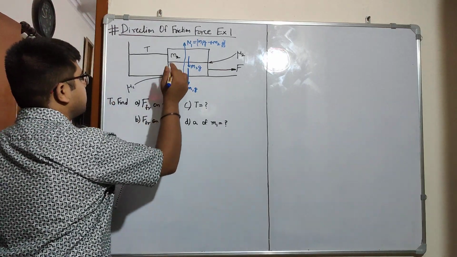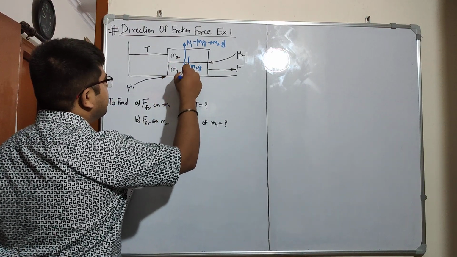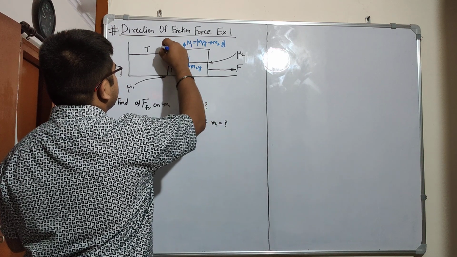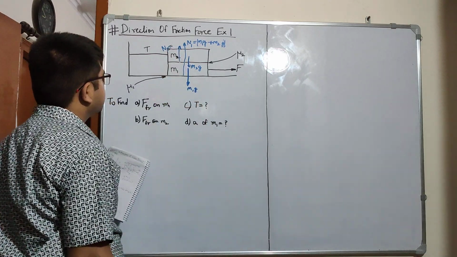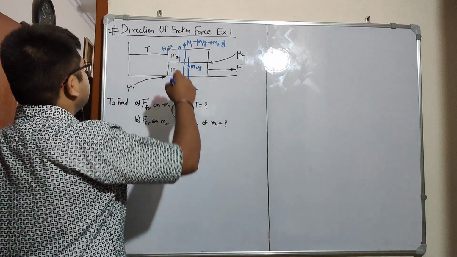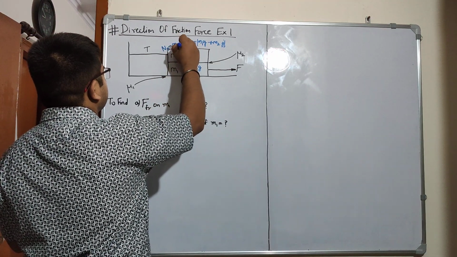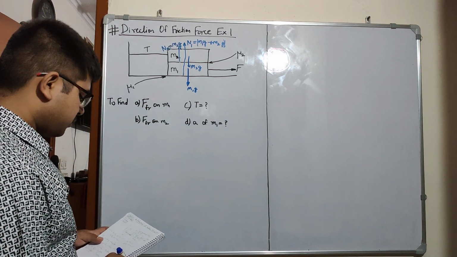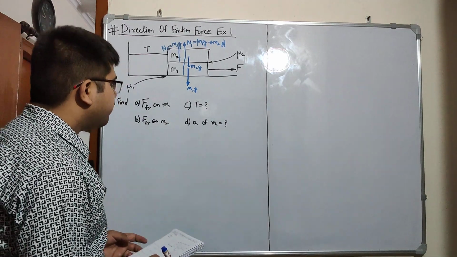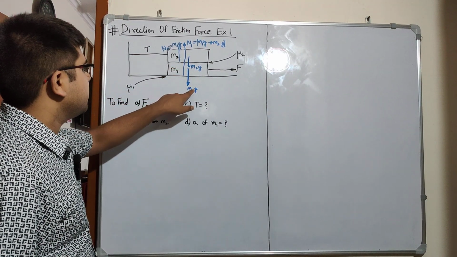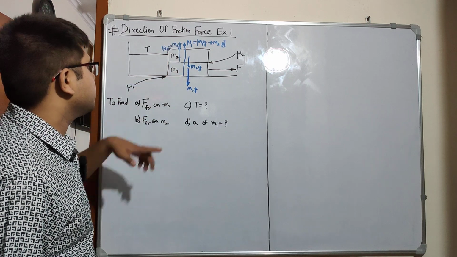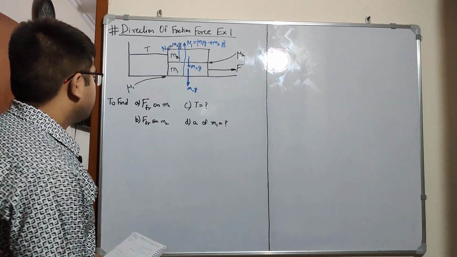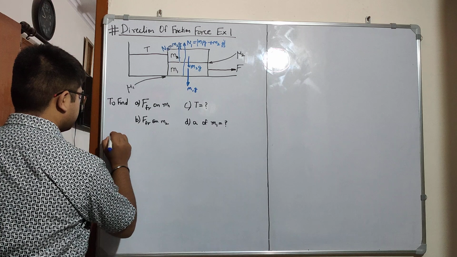Then we have a force also applied here. That will be N2, N2 equals M2G. Let's see if there is any other force here. No, that was all the forces. Four forces are being applied: M2G, M1G, and this N1 and this N2. So what is the friction force on M1? Friction force on M1, that's the first question.